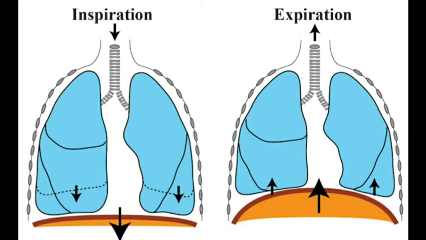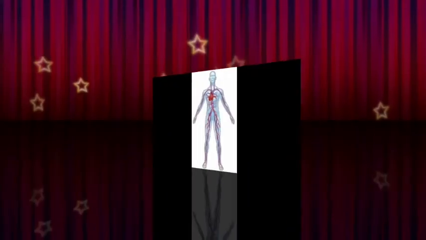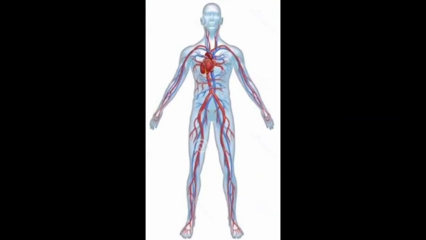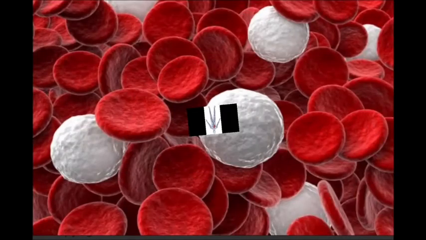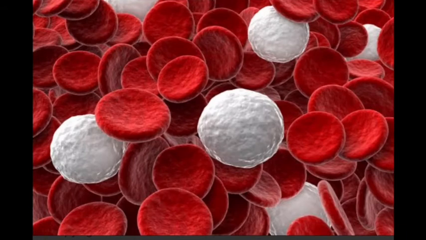Mechanism of gases exchange during respiration. The oxygen is carried by blood to all parts of the body. Actually, hemoglobin of the red blood cells binds oxygen and takes it to the different parts.